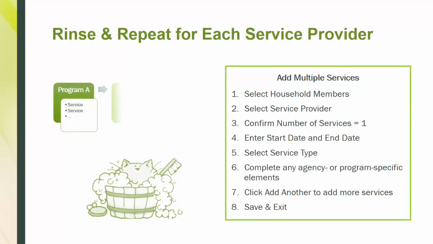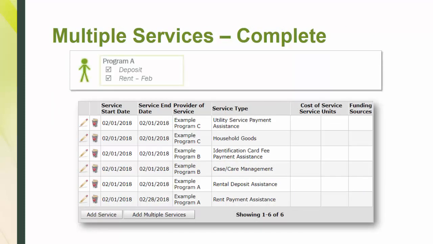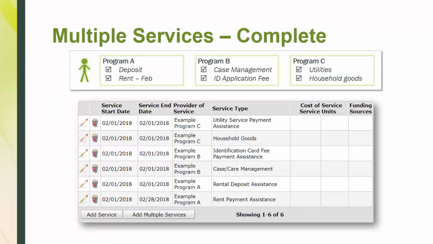We completed the services for Program A for our example client. Next, we'll repeat the same steps to enter the services under Program B, and for the next program, and so on, until we finish all the services for this client or household. Here's the final view after we've transacted all 6 services for our example client. You can see each of these service types for Program A, Program B, and Program C.